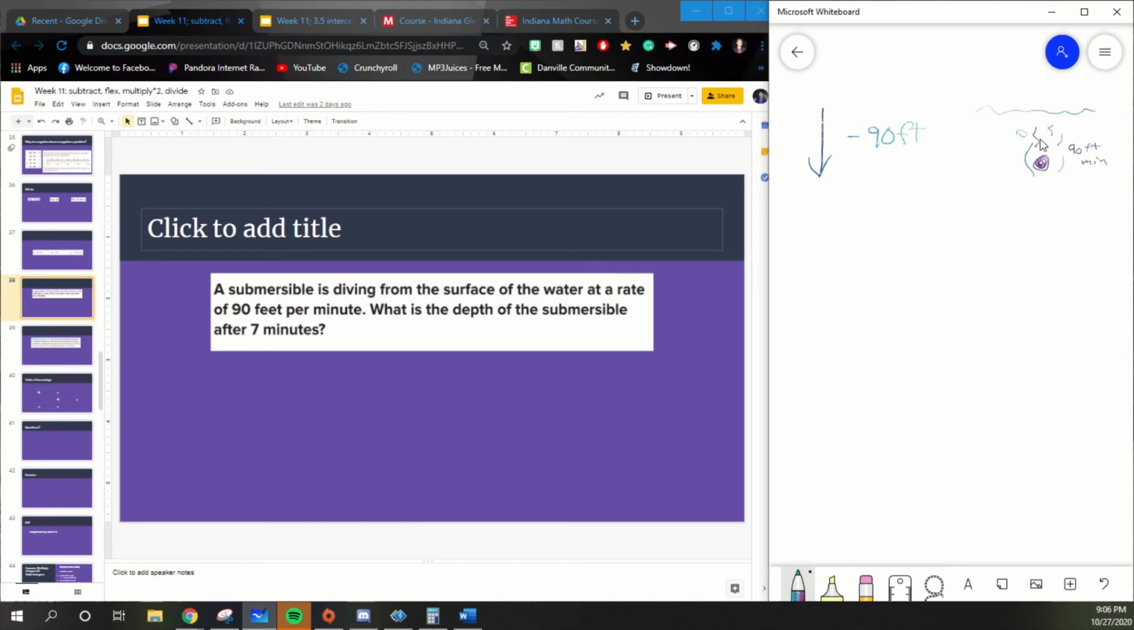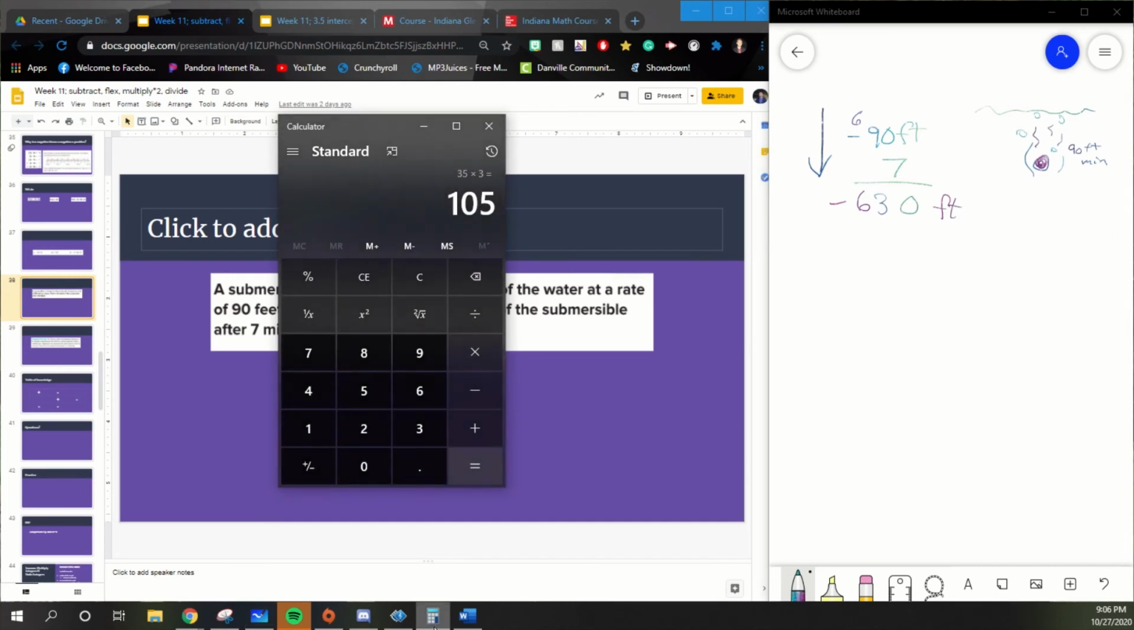So, little bubbles here. Where will it be at 7 minutes? Well, let's multiply this negative 90 by 7. So 7 times 0 is 0. 7 times 9 is 63. So 630. So is it 630 feet above the water? No, it's below the water. So it's negative 630 feet.